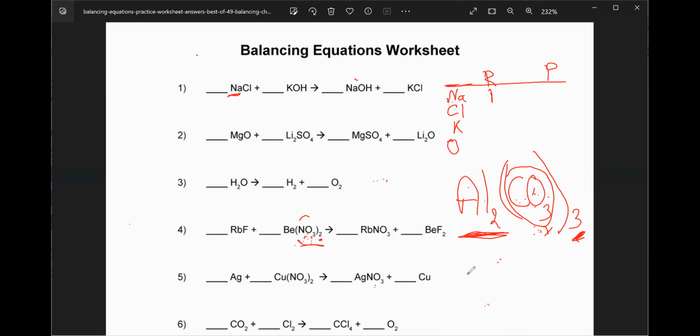2. So what if I have 3 aluminium carbonate? How many aluminium do I have? 6. Very good. How many carbonate do I have? 3. What about this? This number is for everything in front of it. It would be 9. Carbonate 9.